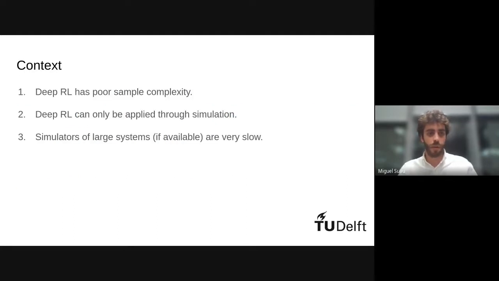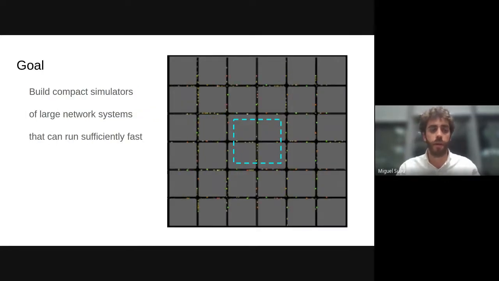Okay, so to give you a bit of context, well, we all know that deep RL has very poor sample complexity, and so far it can only be applied successfully, at least that I know, through simulation. And of course, simulators of very large systems, if they are actually available, are usually very slow. So our goal in these two papers has been to try to build compact representations of these systems such that we can build simulators that are faster to run, and then we can speed up the whole learning process.